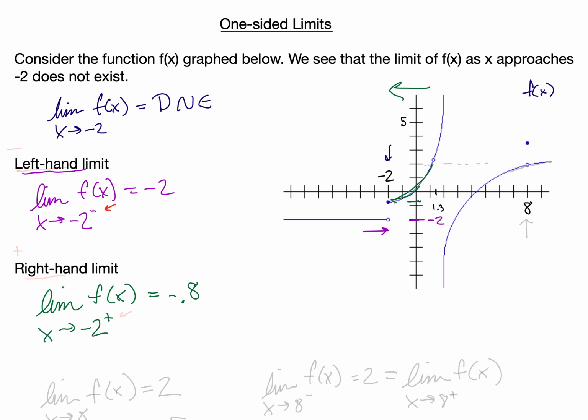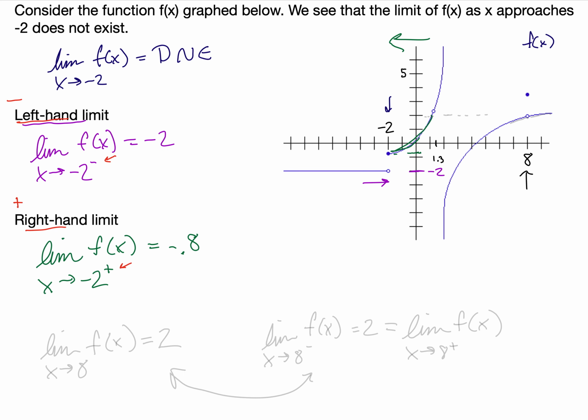And again, we denote the right-hand side with a plus in the superscript, and the left-hand side with a minus in the superscript. Observe that the limit as x approaches 8 of f of x does exist, and it's equal to the output that the function is approaching at that point. It's approaching an output that looks like +2. So the limit there does exist and is equal to +2.